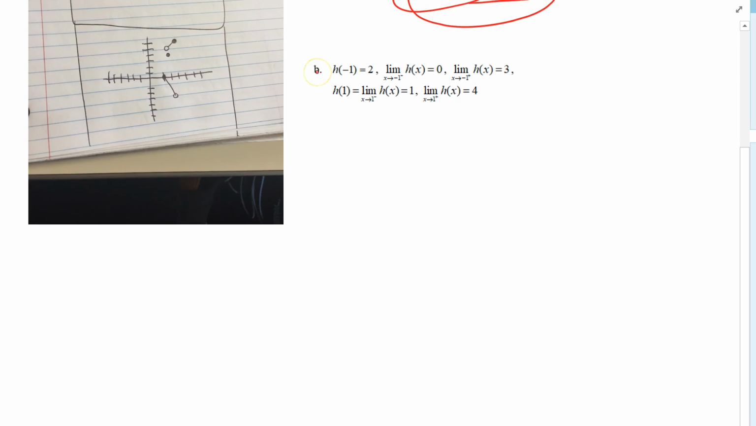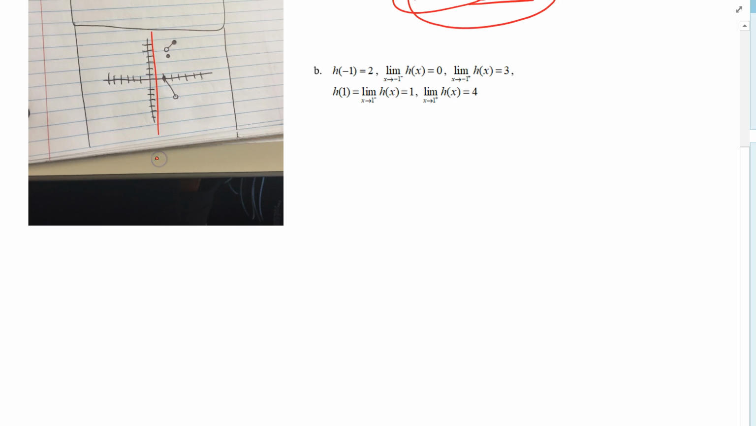On B, you're really close, and what you have here is a little bit tricky because if I draw a vertical line here, well, let's just see what we got. The value of the function at -1 is 2. So at -1, the value of the function is 2. As x approaches -1 from the left, the function approaches 0.